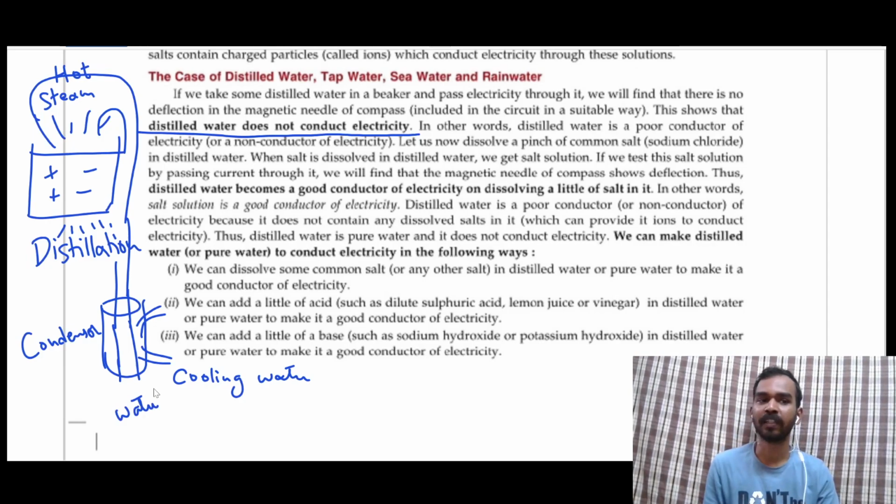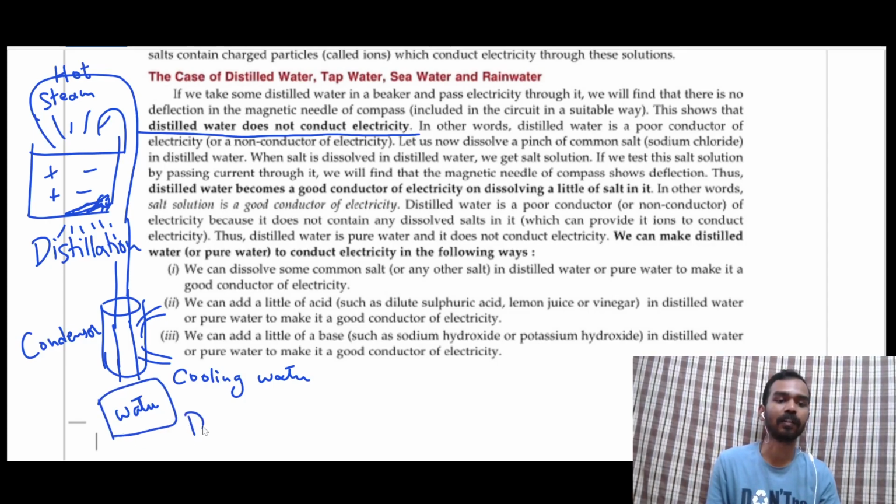What is evaporating here? Water is evaporating, or ions? Only water, right? So ions will be left behind. Whatever water you got now is called distilled water. Only water boils, not the ions. So you are collecting the water vapor, not ion vapor. You condense the water vapor and get pure water, which is free of ions. So it has no ions, which means it cannot conduct electricity.